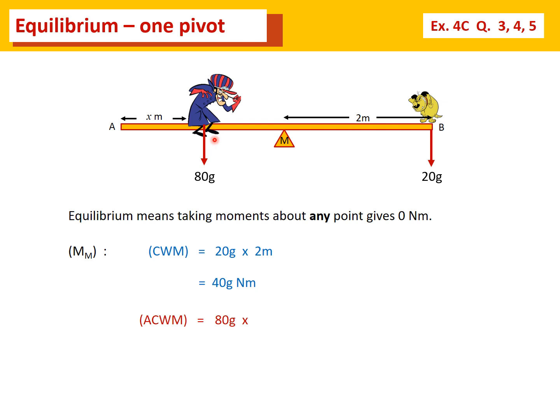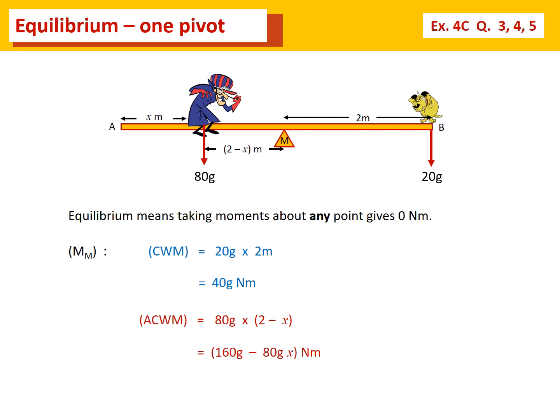And Dastardly is exerting an anti-clockwise moment, and that anti-clockwise moment is 80 G times by, and we want the distance from Dastardly to the point of pivot. Well, that whole distance there is 2 meters. This distance is x, which means this actual distance must be 2 minus x. So it's 80 G times 2 minus x. A little bit messy, but that's the expression we get for the anti-clockwise moment.